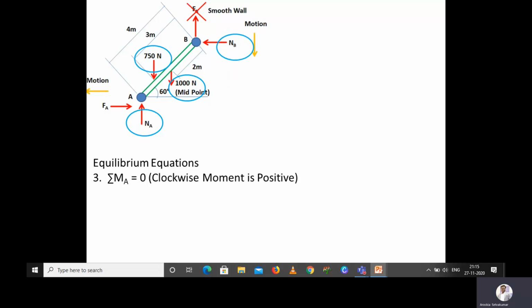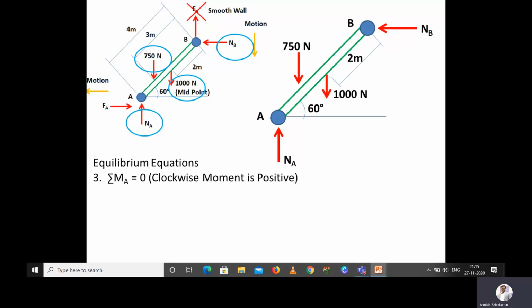Next we have NB, the normal reaction at B. It is acting towards left, so we have to calculate the perpendicular distance with respect to A. Based on the direction, the normal reaction will make the ladder rotate counterclockwise, so that moment will be negative as per our assumption. Now we will see one by one. For better understanding, I have taken the ladder and the forces which are creating moment with respect to A separately.